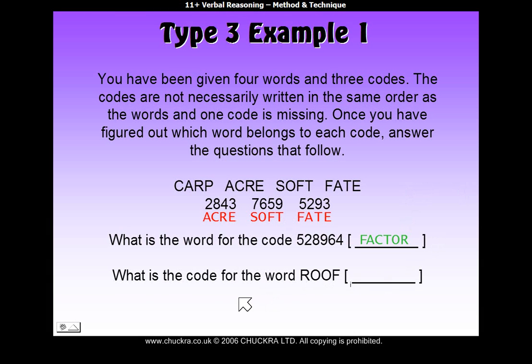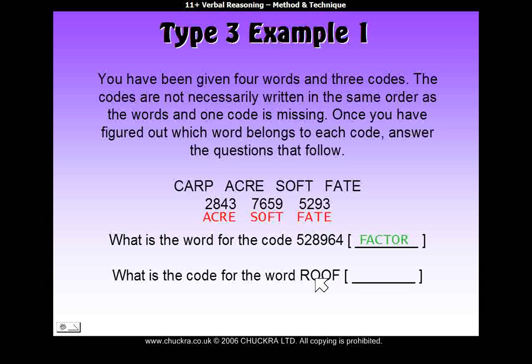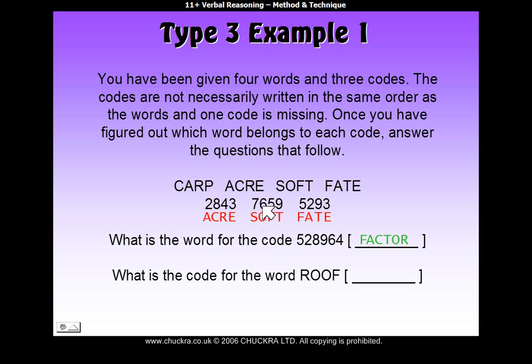Now the next part of the question is similar, but it's asking you what is the code for the word roof. So it's given you the word and you have to work out the code. To do this, we just simply have to work out R, and that R corresponds to the number 4. So we have 4. Then O corresponds to the number 6. So we have 4 and then 2 6s because the next letter is also an O. And then F is a 5. So we have 4 6 6 5. And that's how to answer type 3.